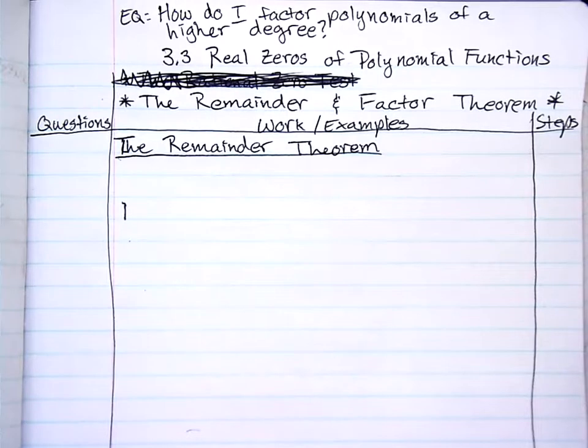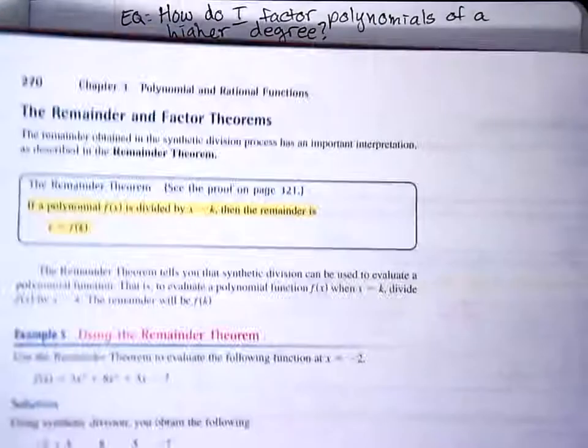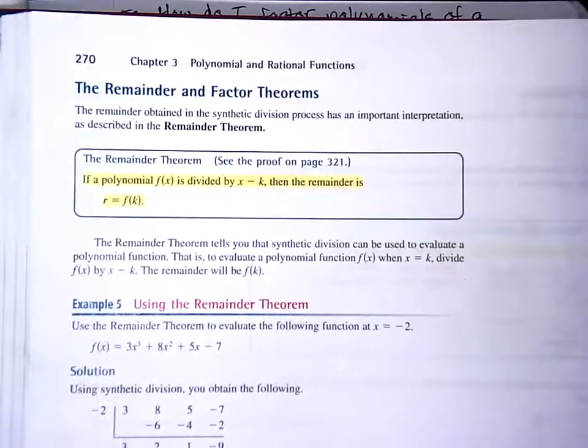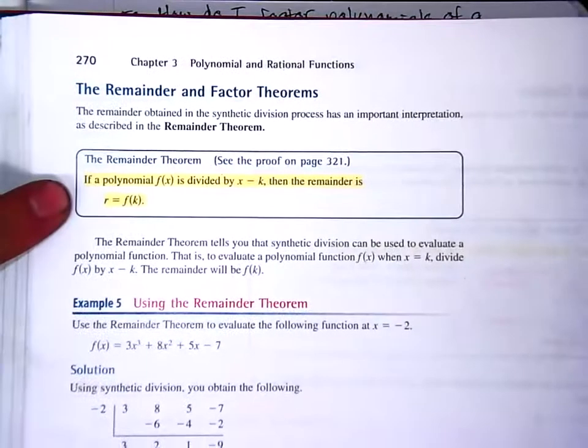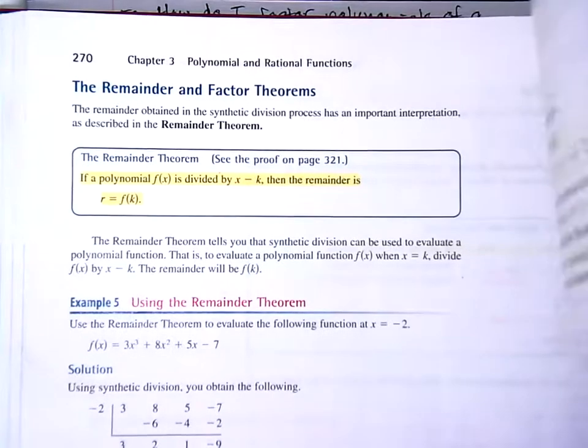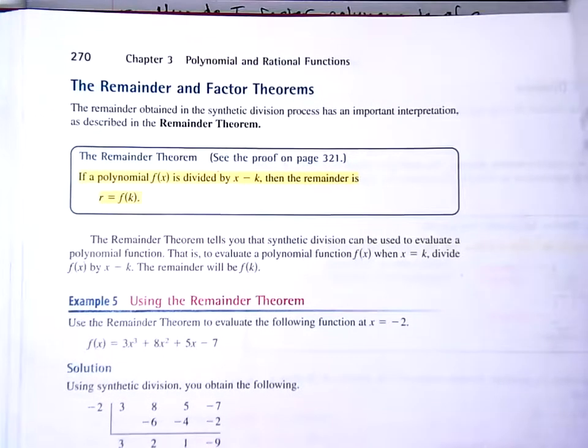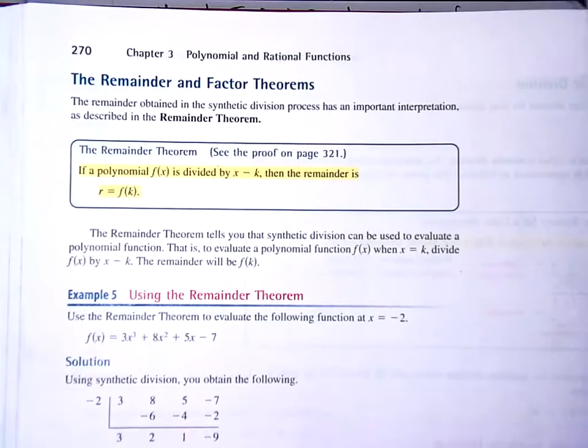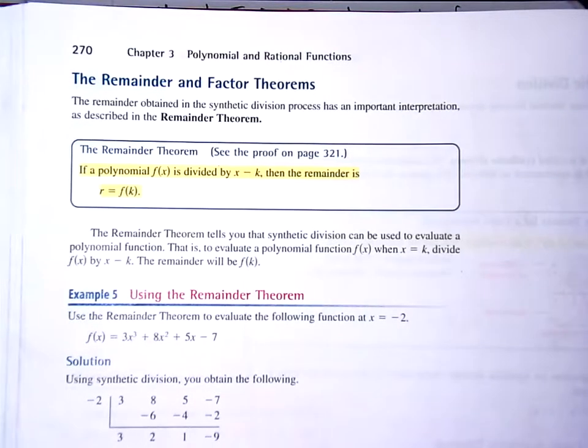The first thing that we want to focus on is the remainder theorem, and it's actually in your textbook. So go ahead and copy down this box right here, the remainder theorem. It says that if a polynomial f of x is divided by x minus k, then the remainder is r equals f of k. Now all of that might not make too much sense at the moment, but once we start using an example, it'll make a lot more sense.